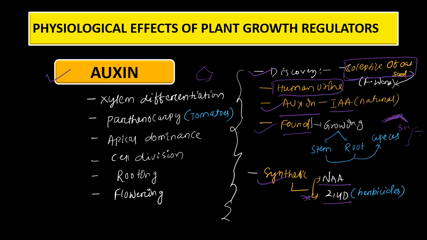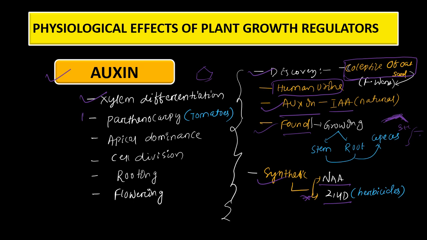The physiological effect of auxin. First point is xylem differentiation. So what is xylem differentiation? Differentiation means one cell differentiates. Previously I already discussed that one cell differentiates into a leaf cell. Like this, a cell differentiates into xylem.